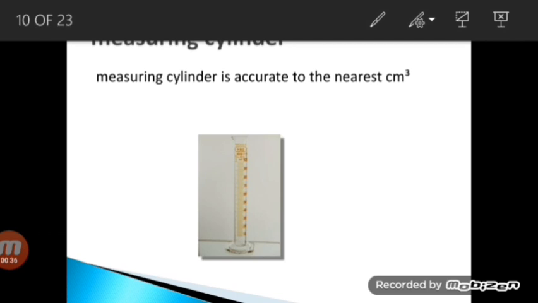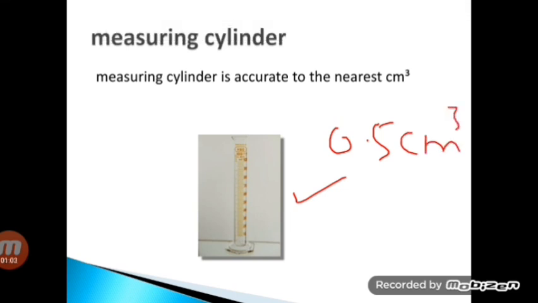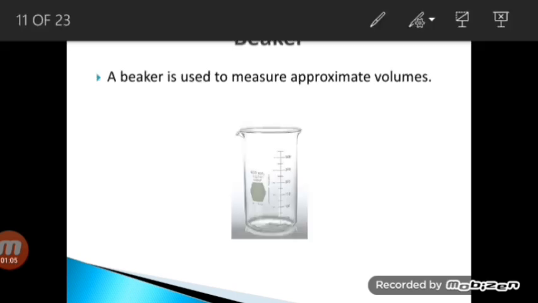This is the diagram of a measuring cylinder. Here you can see it also has a scale, and the measuring cylinder is accurate to the nearest cubic centimeter. It is another way to measure volume of the liquid, and its accuracy rate is 0.5. So the nearest 0.5 cubic centimeter of liquid can easily be measured with the help of a measuring cylinder. Next one is the beaker.